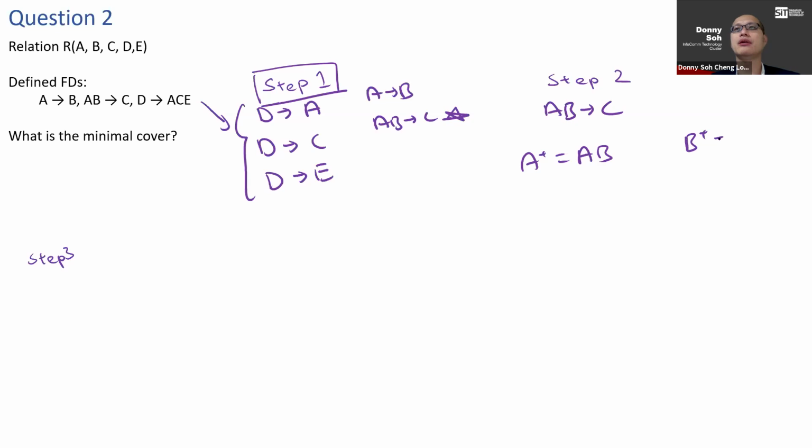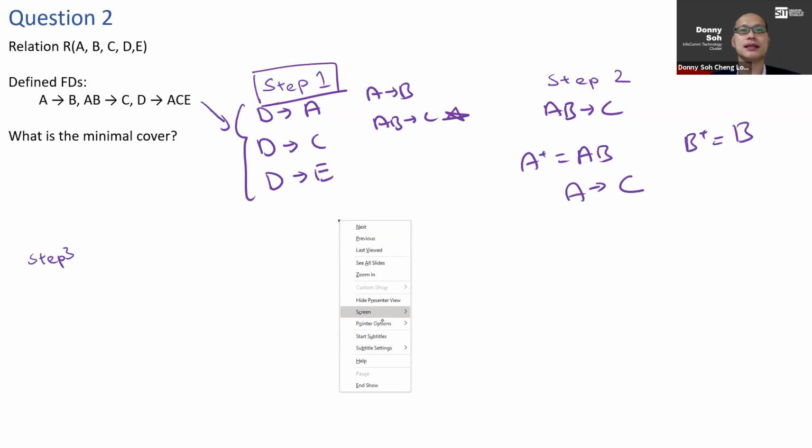If I do the B closure, I'm going to get only B. And so B implies B, that's all. But from here, A implies B. And so in this, AB implies C can be shortened to just A implies C. So let's do this.